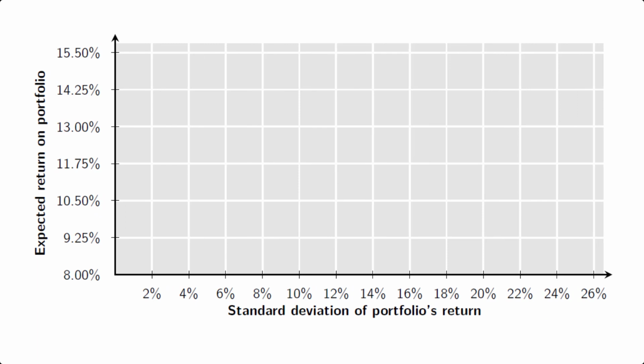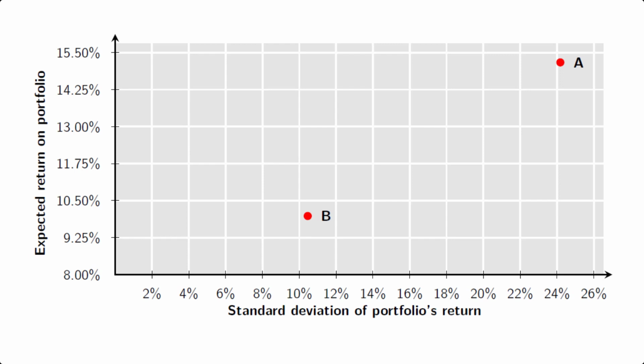We are going to start off by drawing a diagram with two dimensions. On the x-axis, we're going to have the standard deviation of the portfolio's return. And on the y-axis, we're going to have the expected return of the portfolio. We can start by adding two data points to the diagram, which represents asset A and asset B.